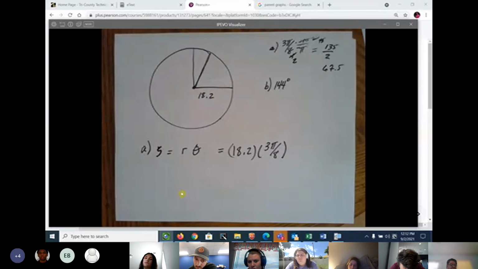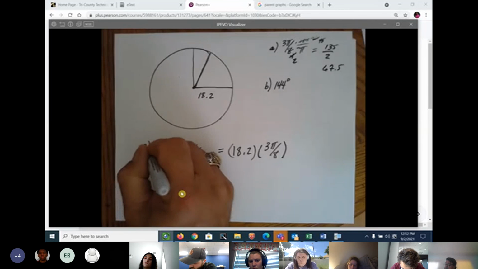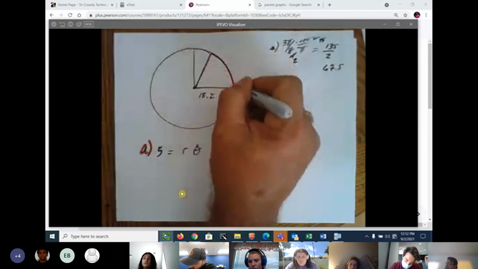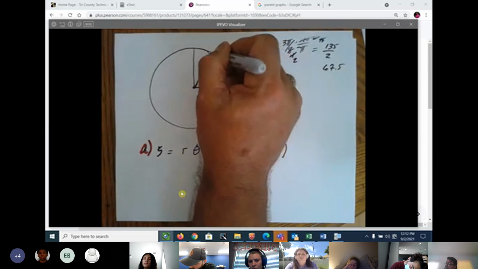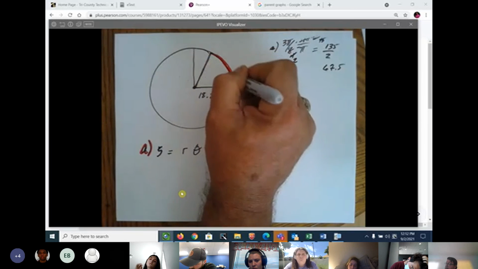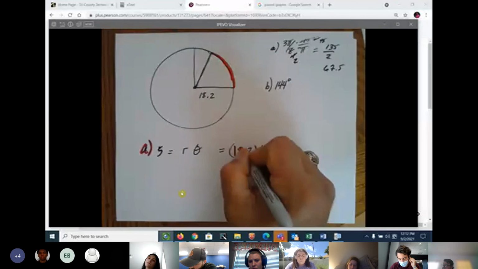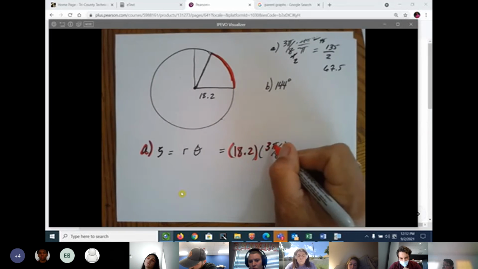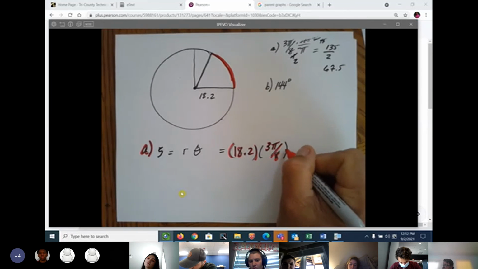So they're wanting you to find, we'll do A in red, they're wanting you to find this distance right there. So that's 18.2 times 3 pi over 8.